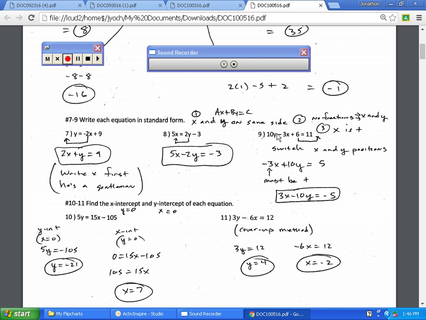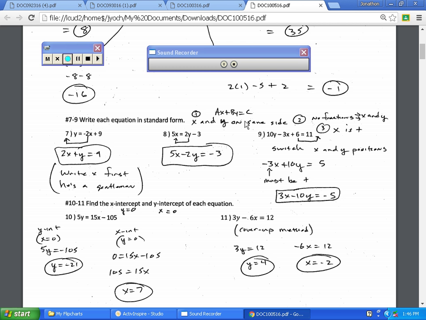So in the first one, all you got to do is move 2x over, and that's in standard form. On the second one, all you got to do is move 2y over. You got a positive 5x minus 2y equals -3. X is positive. There's no fractions. Standard form. Guys, on 9, subtract 6 from both sides and just switch x and y.